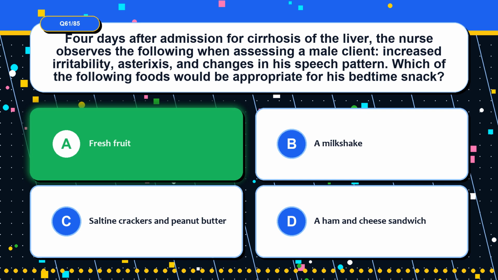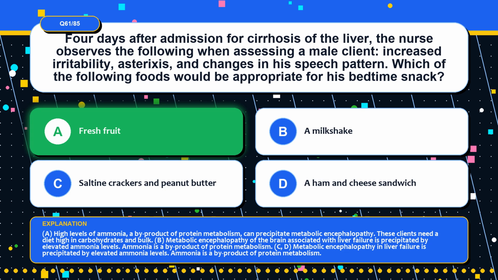The correct answer is option A, fresh fruit. High levels of ammonia, a byproduct of protein metabolism, can precipitate metabolic encephalopathy. These clients need a diet high in carbohydrates and bulk. B. Metabolic encephalopathy of the brain associated with liver failure is precipitated by elevated ammonia levels. Ammonia is a byproduct of protein metabolism. C, D. Metabolic encephalopathy in liver failure is precipitated by elevated ammonia levels.